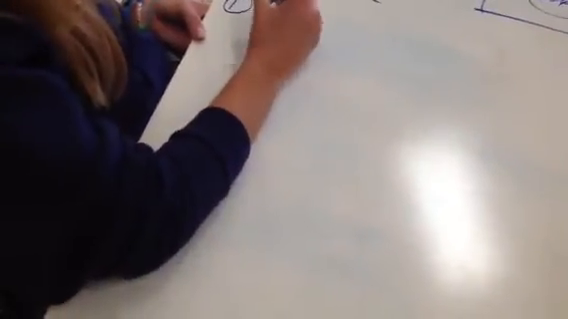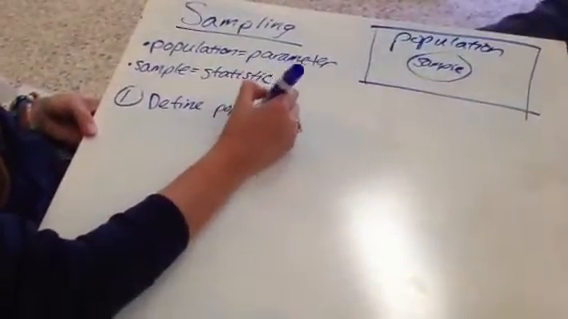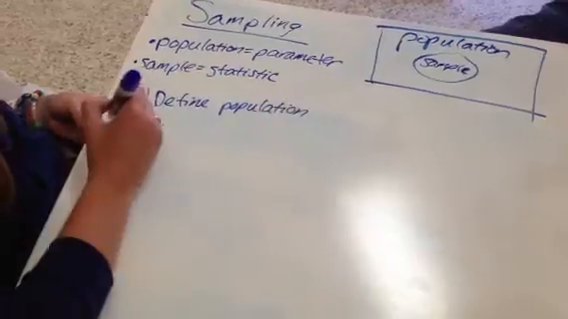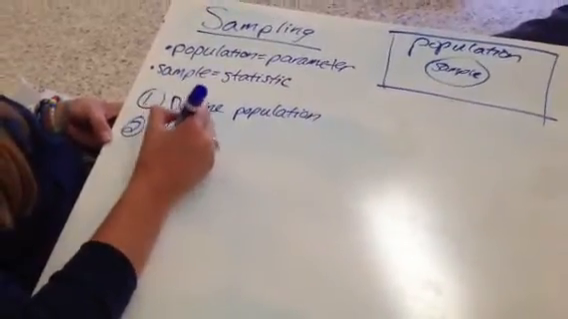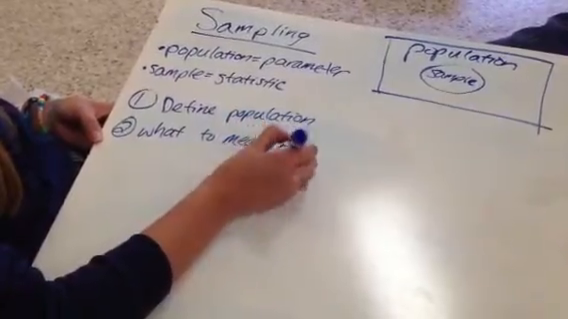There are 3 steps when doing a sample survey. The first one is to define the population. The second is to figure out what you want to measure. And the third is to decide how.